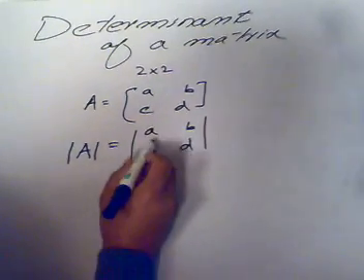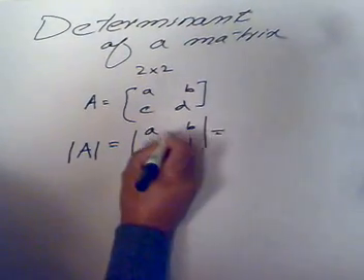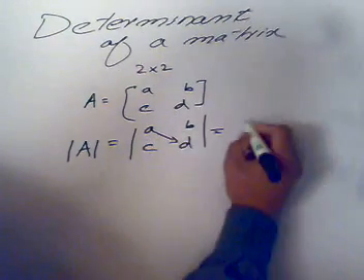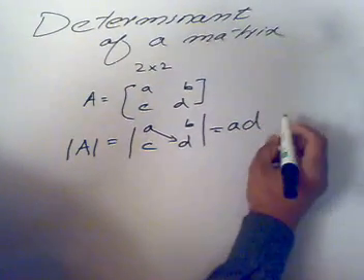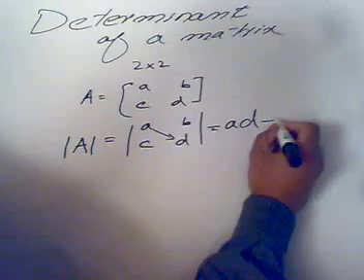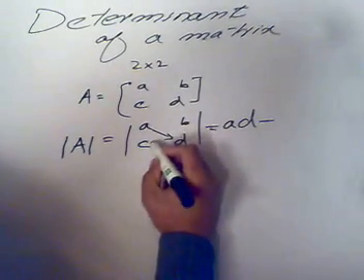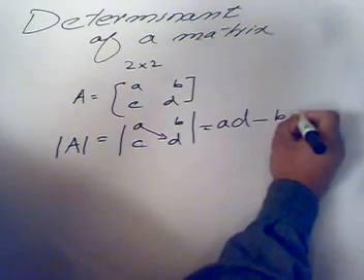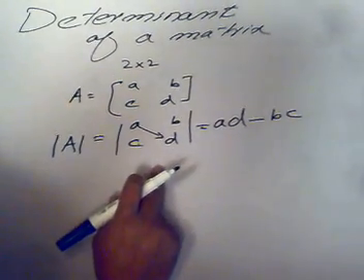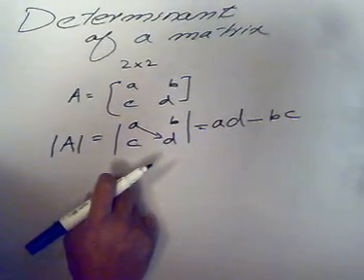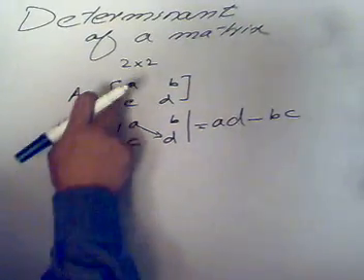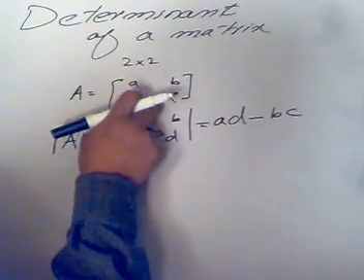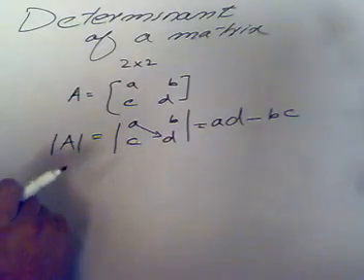So it's easy to remember. We will just multiply this diagonal element with this. It will be AD. Then we will place a negative by ourselves, and we will just multiply this C with B, and we will get BC. So to remember, in 2 cross 2 matrices, if we have A, B, C, D, the determinant will be AD minus BC.